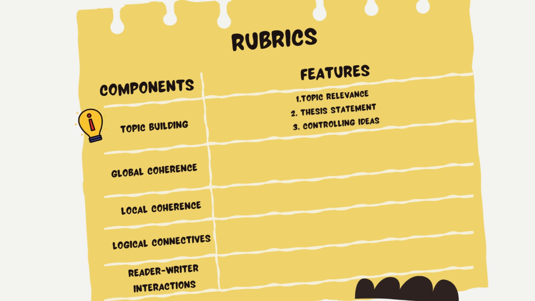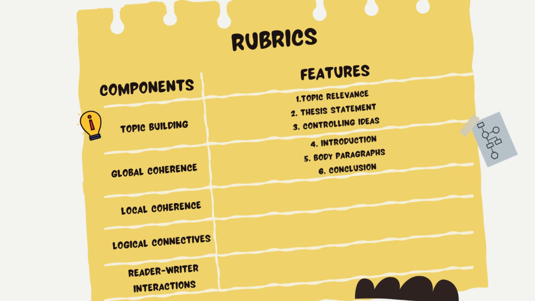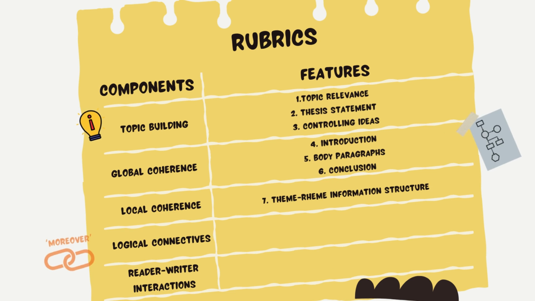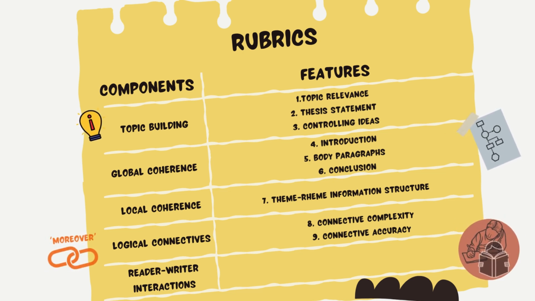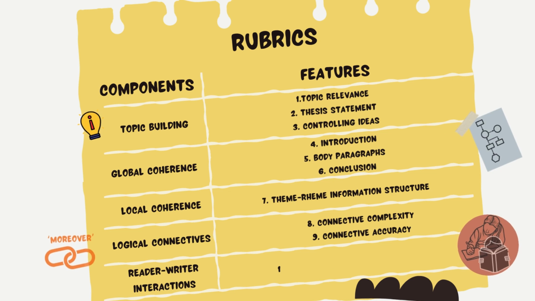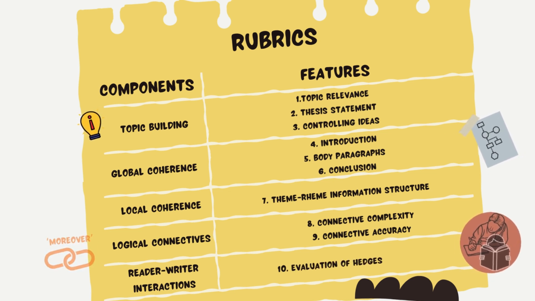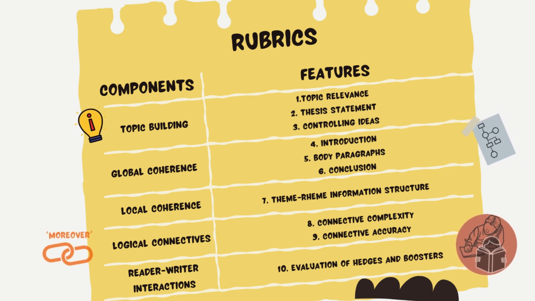Global coherence, reflecting the text's rhetorical structure, was analyzed across 3 features: the introduction, body paragraphs, and conclusion. Local coherence was operationalized as the theme-rheme information flow, ensuring seamless development of ideas between sentences. The logical connectives component examined 2 features: the complexity and accuracy of conjunctions, adverbials, and other logical connectors used to demonstrate relationships between sentences and paragraphs. Finally, the reader-writer interaction component was assessed through the complexity of hedges and boosters employed, which reveal how the writer positions themselves and engages the audience.